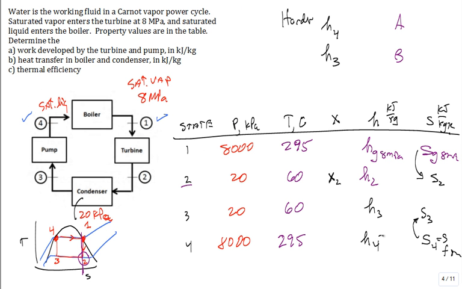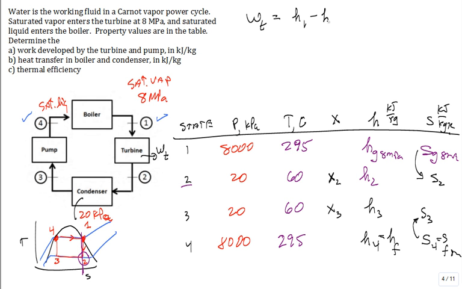So what is H4? This is H of F at that. H3, I've got to get the quality at 3, knowing the entropy, and interpolate. And then I have to get H3 just like I got H2, knowing the quality. Once I have all of those, can I calculate the work that the turbine produces as a positive out? What is the equation?